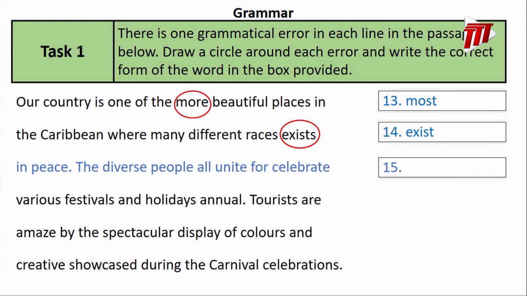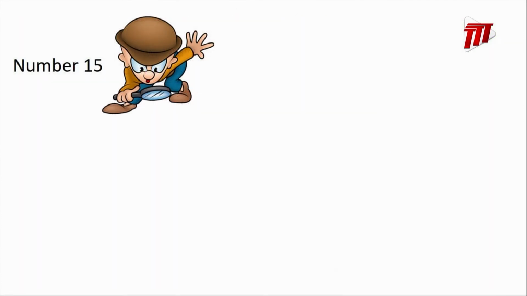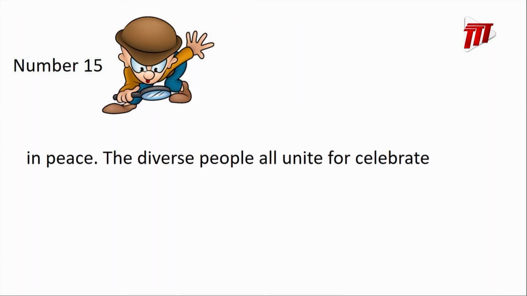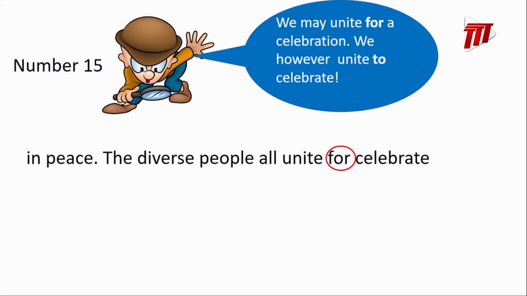Many different races exist in peace. The diverse people all unite for celebrate. Something sounds very strange there, doesn't it? Yeah? How well do you know your prepositions? They unite for celebrate. They unite on celebrate. What do we unite to do? We may unite for celebration, but we have to unite to celebrate.